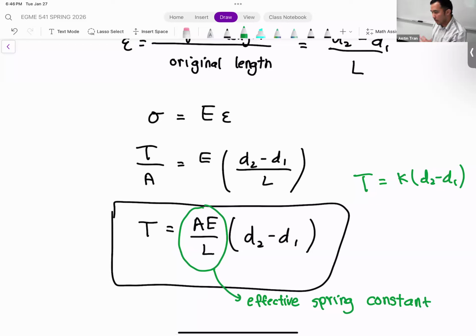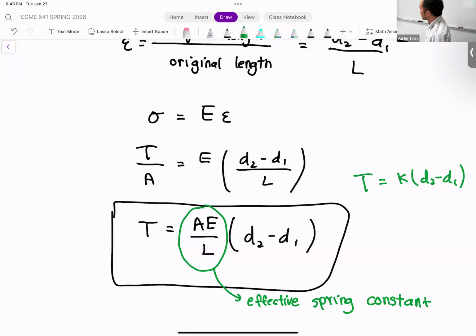Knowing that our equation has a similar structure to the spring means that our truss should behave very similarly to springs. And in fact, they do. The only difference is that the way you compute that spring constant is different for a truss. Any final questions before we wrap it up for today?